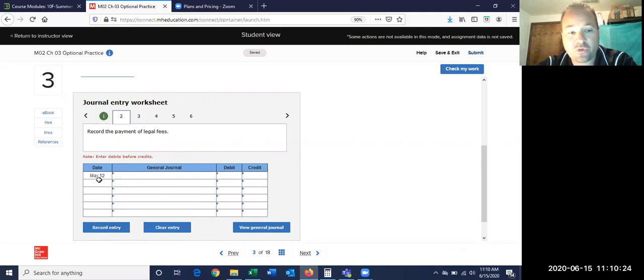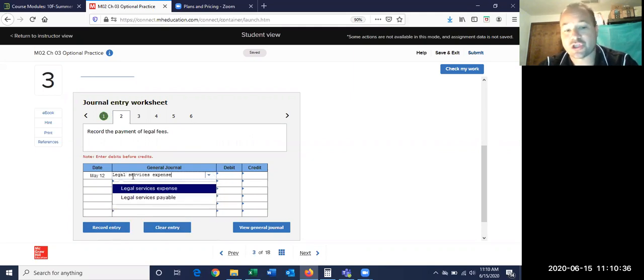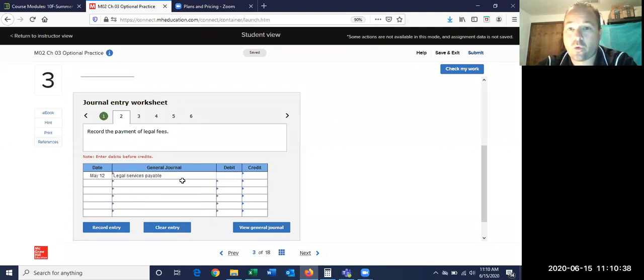Now, when May 12th comes along, we actually write a check for those legal services. So we no longer owe the legal services. So our debit question, what did we get? Well, we got a reduction on what we owe. We no longer owe $3,500, we owe nothing because we paid it all off. And to show that we paid it, we need to credit our cash for $3,500.